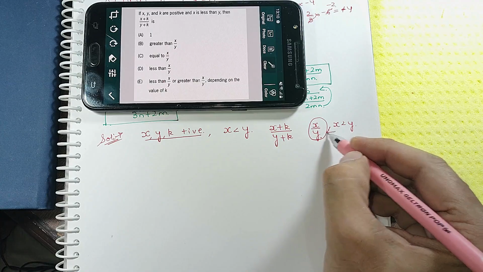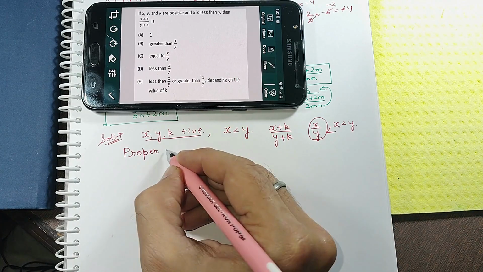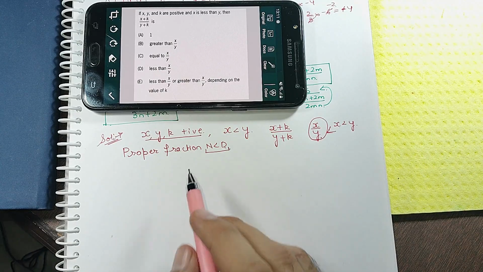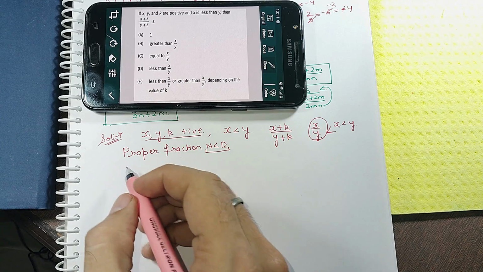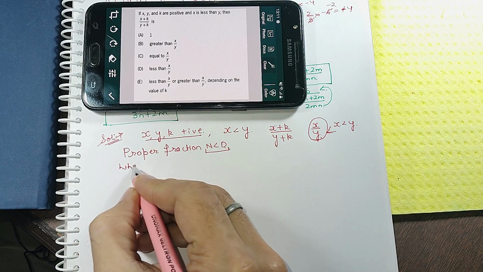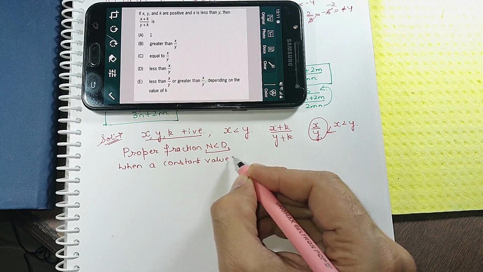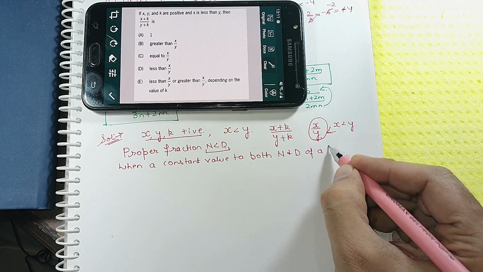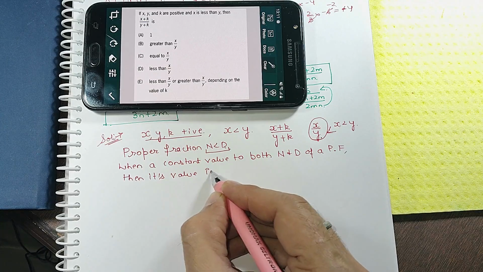So when x is less than y, this becomes a case of a proper fraction, where the numerator is less than the denominator. Fine. Now I have made a separate video regarding these concepts of proper fraction and improper fraction, but here we know that when a constant value is added to both numerator and denominator of a proper fraction, then its value increases. Now this is a statement.